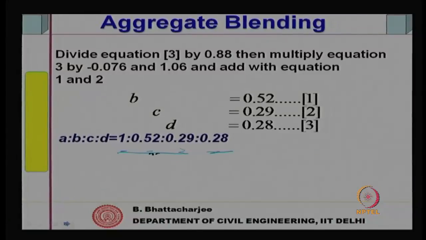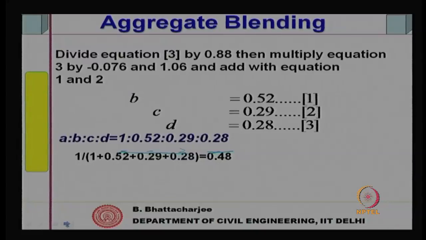So, if you have 4 aggregates, what do you do? You set 4 equations at 4 important points, because you know the proportion of desirable grade for desirable grading and proportion in each of the grading. You can sum this up, and by summing up you can form those equations. Assume one of them equals to 1, and the rest you can determine, and this is how you can find out the proportions.